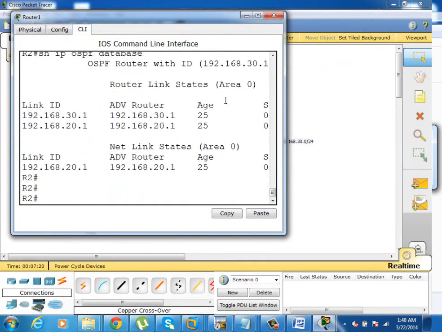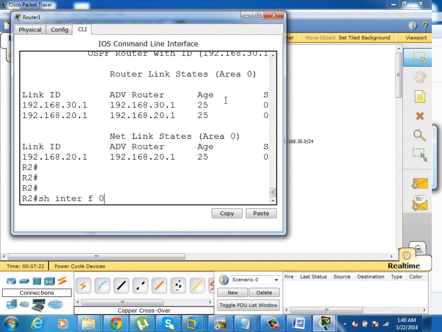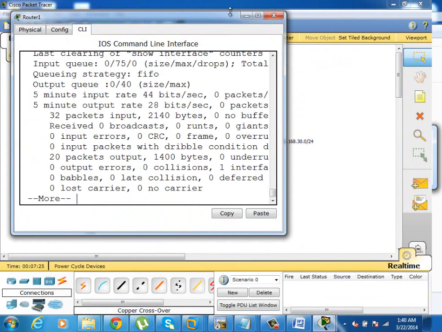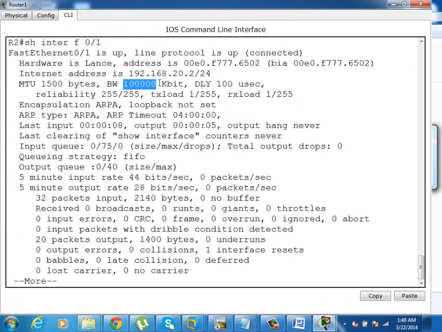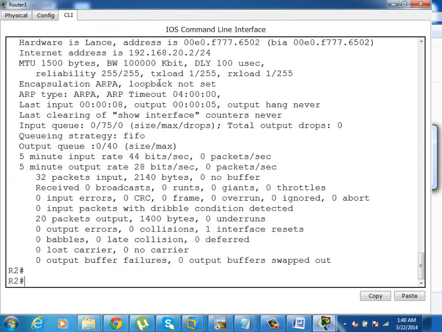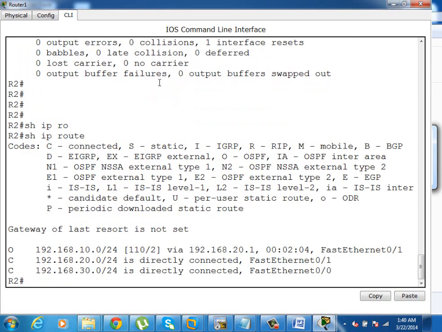How about the other side? Also show interface F0/1. How much is the bandwidth over here? 100,000 as well. So again, 100,000 divided by 100,000 is 1. So 1 plus 1 is 2. So with show IP route, I can see the metric, or the cost. This is called the cost in OSPF, and it is 2. The result from the formula for router 1 and router 2 is 1 each, so the total cost is 2.